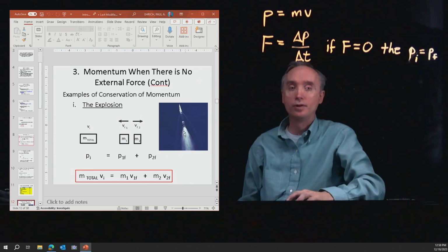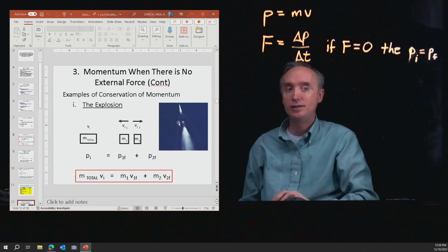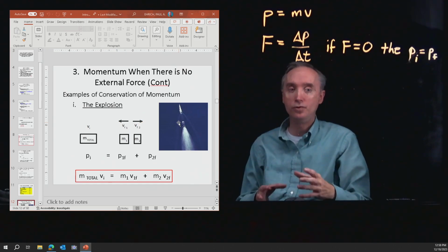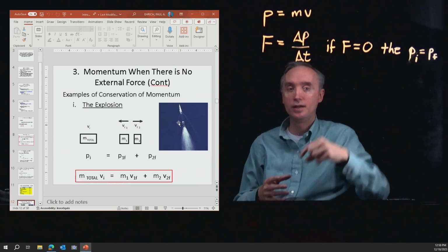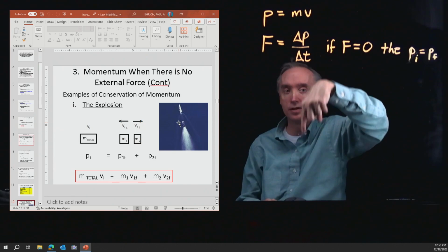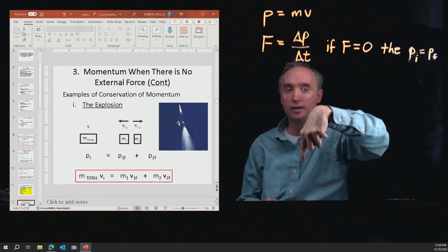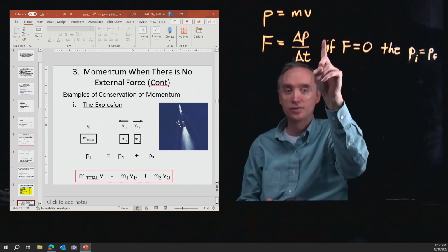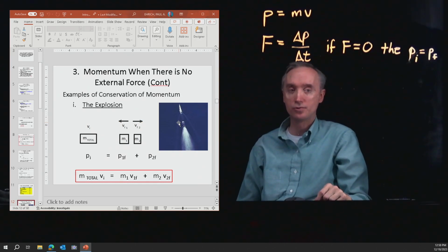An example of this would be the rocket ship. A rocket ship has stages to it. So a rocket ship takes off, and then when it uses up the fuel in one of its stages, it jettisons the stage this way, and then that gives the rocket a little bit more boost going this way. So that would be an example of this explosion thing.